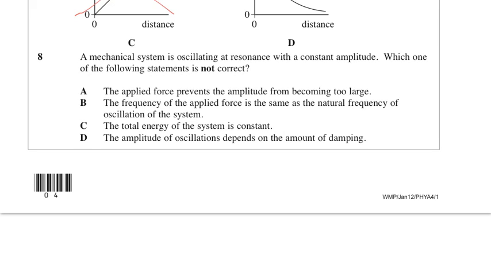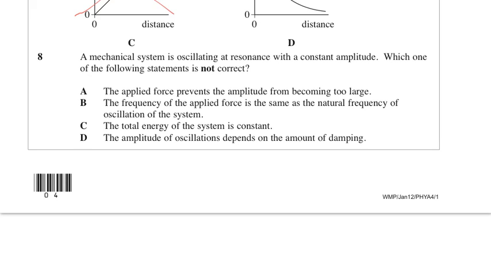The mechanical system is oscillating at resonance with constant amplitude. Which one of the following statements is not correct? So what do we have? The applied force prevents the amplitude becoming too large. I don't know about that, that doesn't seem right, so let's move on and check the others.